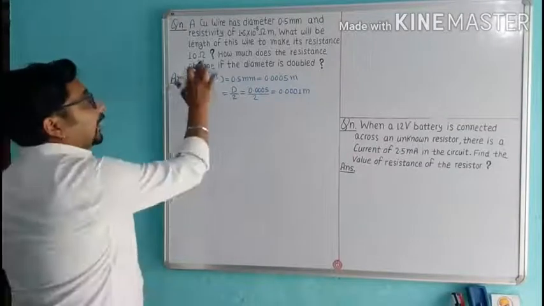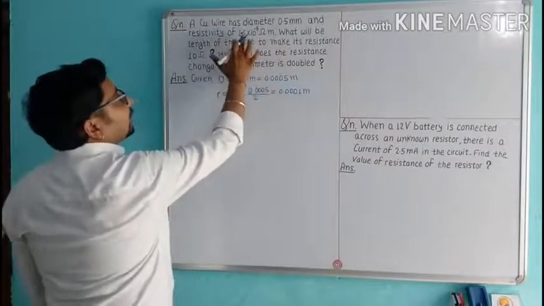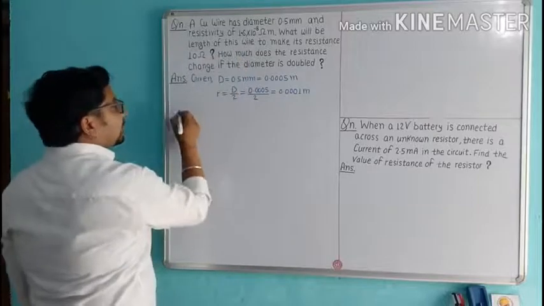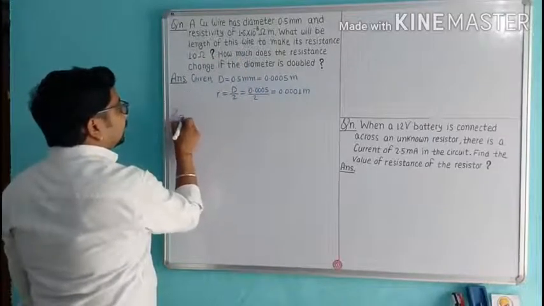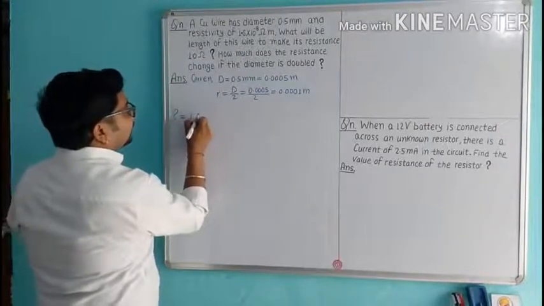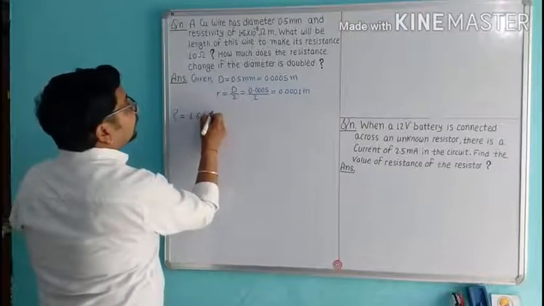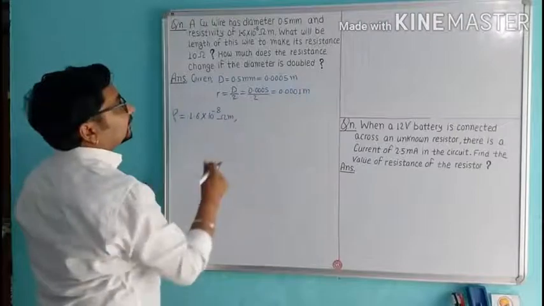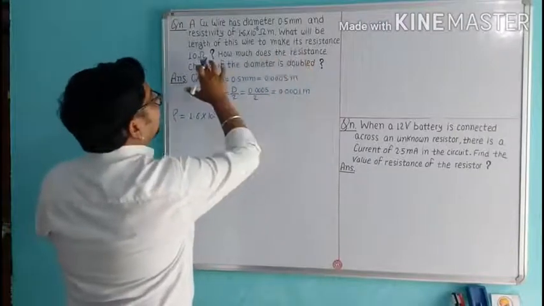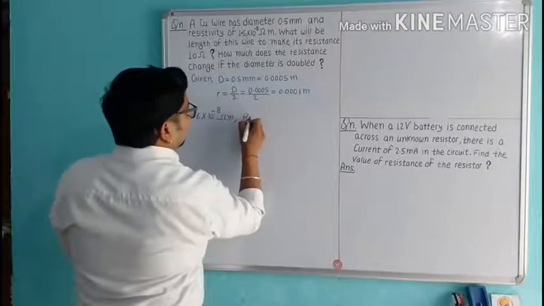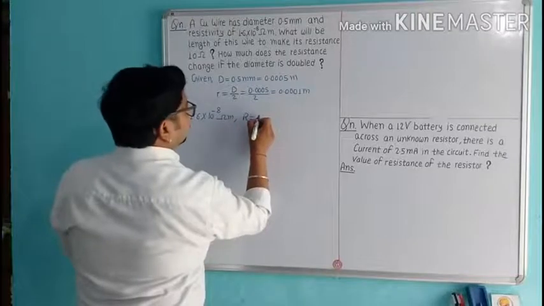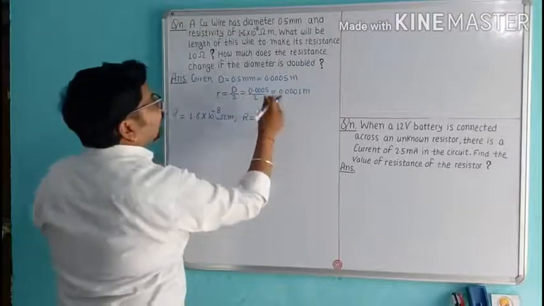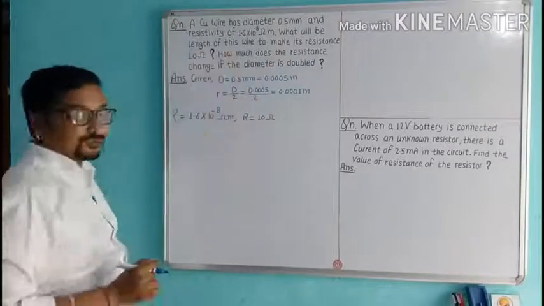Now resistivity of 1.6 into 10 to the power minus 8 ohm meter. Resistivity rho is equal to 1.6 into 10 to the power minus 8 ohm meter. Its resistance is 10 ohm, R is equal to 10 ohm. We have to find out the length of this wire.